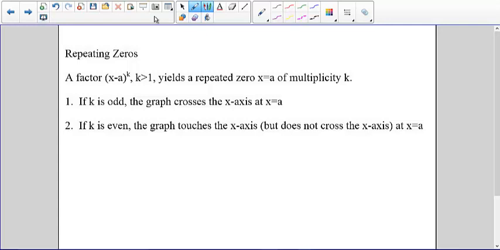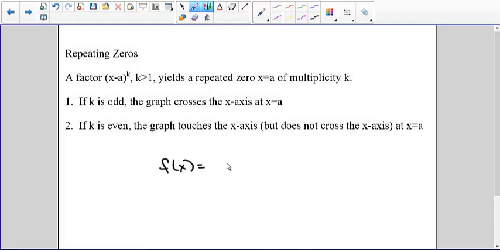Okay, now you can have repeating zeros. It says a factor x minus a to the k power, where k is greater than 1, yields a repeated zero at x equals a. So this is a real zero, but when you factor the function, you have the same zero twice. So let me just give you an example of that. I may have it on the next page, but let's just do it while we're thinking about it.